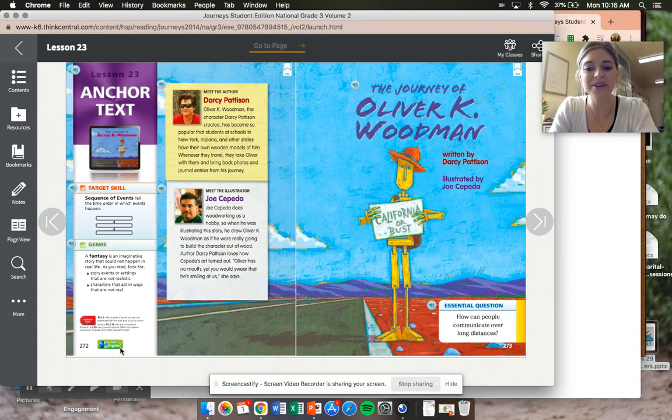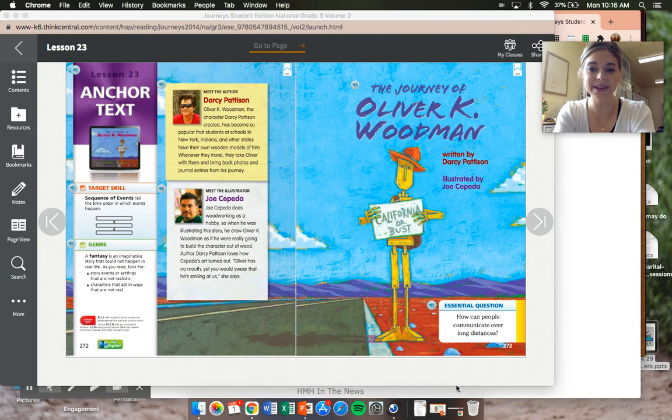Students, today we are going to work on sequencing events. And our story of the week is The Journey of Oliver K. Woodman. This is one of my favorite stories and journeys. I know I feel like I say that all the time because I love so many of these stories, but this is such a fun and special story to read because it is told by letters.